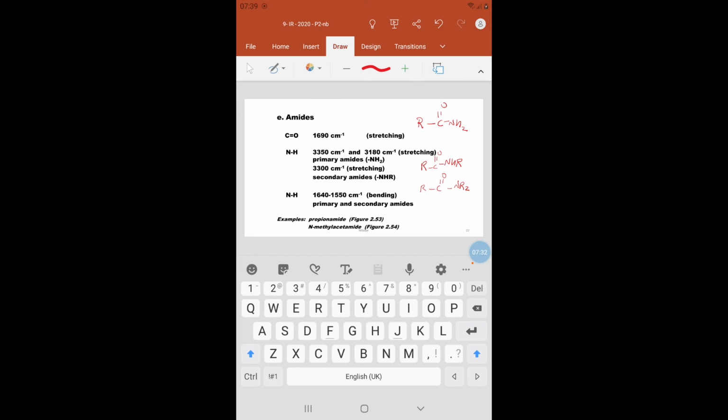So the difference between amines and amides is that for amide, you must see the C double bond O. Again, for the NH, you must see how many spikes. If you have two spikes, it means it's a primary amide. When you have only one spike, it means it's a secondary amide. When there is no spike, it means it's a tertiary amide. It's similar to amines, it's just that for amides, there is an additional peak you see for C double bond O.